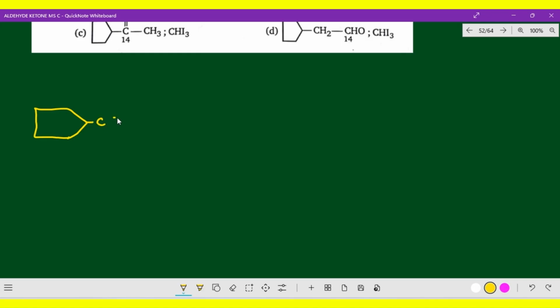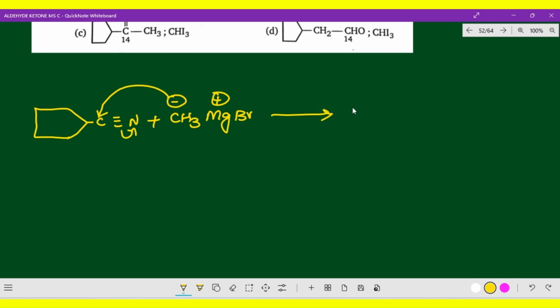Right? C triple bond N combined with CH3MgBr. So you'll be getting what it is. This is positive charge and this is negative charge, and the transfer of bond. So here, this negative charge is going to attract towards here. So you'll be getting this combination, right? Okay, so here carbon, here CH3, and here double bond N, and here it is a negative charge.